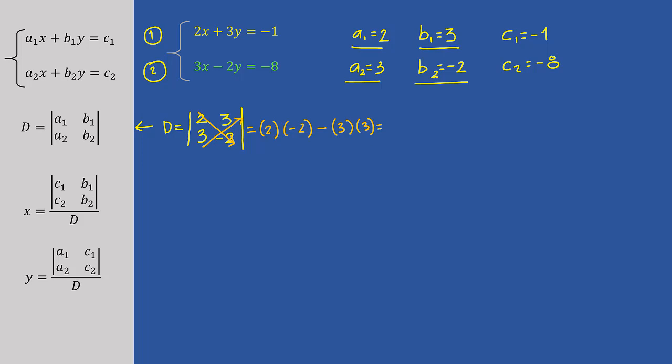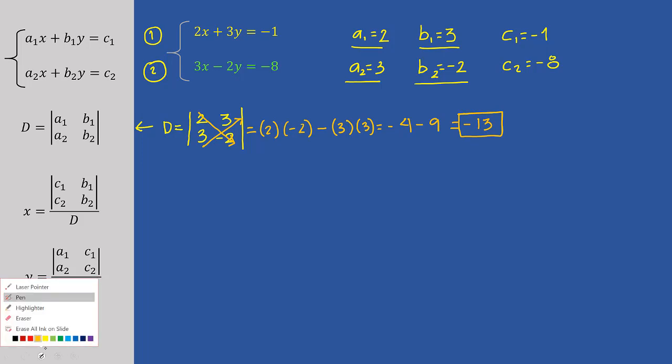Okay, now we solve the operation. 2 times -2, -4, minus 3 times 3, 9. Now we just subtract -4 minus 9, that is -13. Okay, so this value, -13, this is the determinant of the system. We will need that value to find the value of x and to find the value of y.